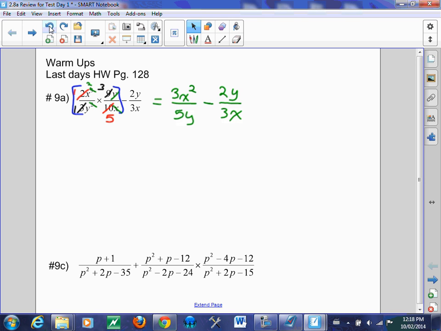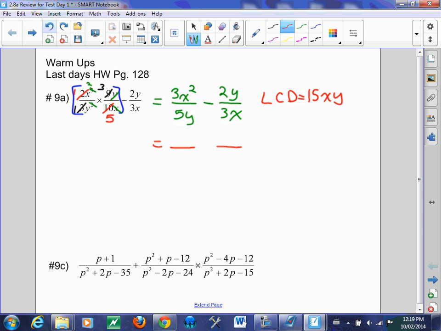So what we need to do is find a lowest common denominator. So my LCD here, guys, is going to equal 15xy. So what I need to do is to take both of my rational expressions and get 15xy as my denominator. So currently I have 5y, so I've got to multiply everything by 3x. So it's going to be 3x squared, which already exists, times 3x, which we're doing to make that equivalent expression. Likewise, my second term, I already have 2y, and that's over 3x. I'm going to multiply that by 5y.